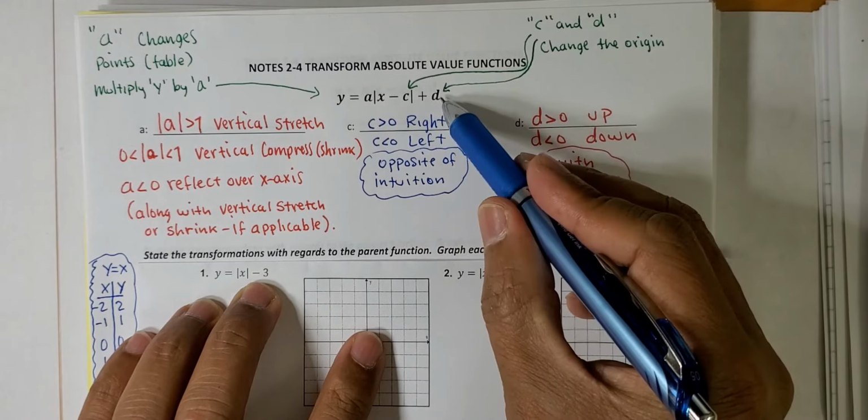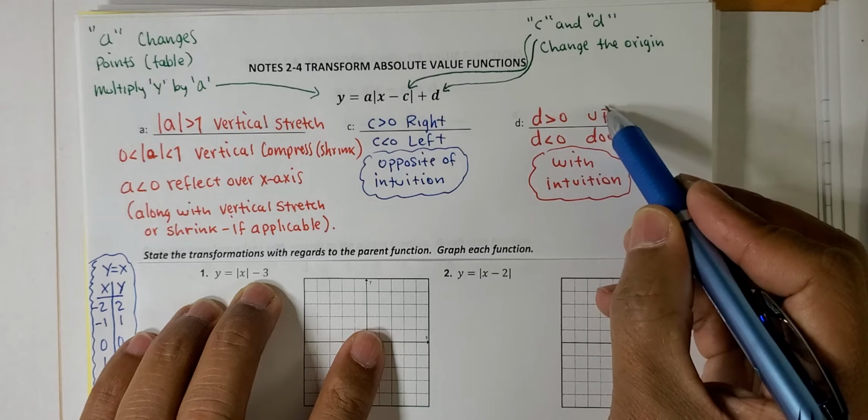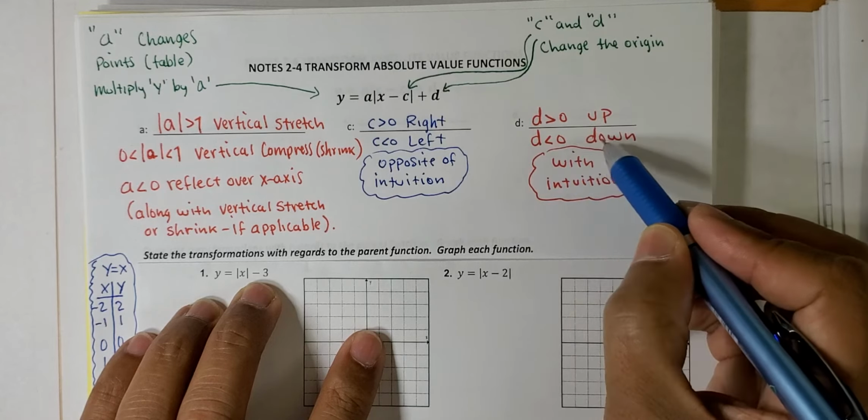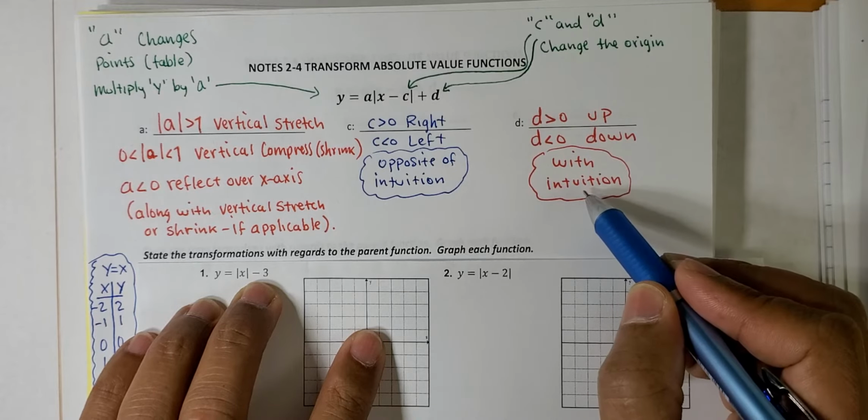And also the D value, if it's greater than 0, then it's going to shift the graph up. If it's less than 0, it's going to shift it down. So this one is just what you think. This one goes with intuition, okay?